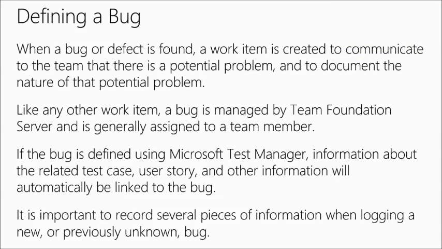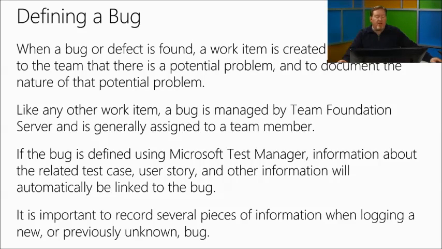So, defining a bug. Whenever you see these defects or bugs, a work item is created, as Eric said previously. This is where the team will then begin to work on the potential problem and document the nature of that potential problem. Like any other work item, the bug will be managed in Team Foundation Server, and it's usually assigned to a team member, or if you're doing extreme programming, it'll probably be given to two individuals as a part of that team.